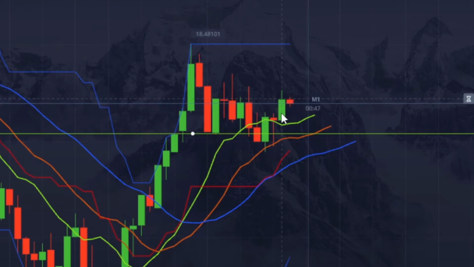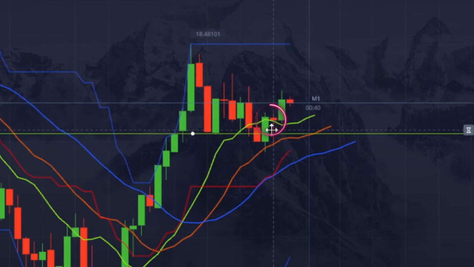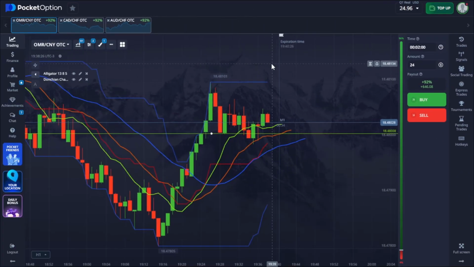Wait for a strong reaction and then enter the 2 minutes to avoid that. 2 minutes or 1 minute could work, then the next one went green and gave me the win. Right, so let's use 24 for the next one. Let's wait for the candle to go through the zone and break that. That will be our point again.